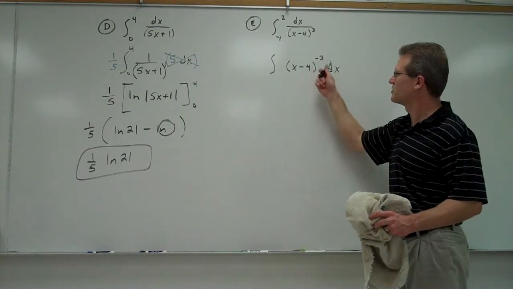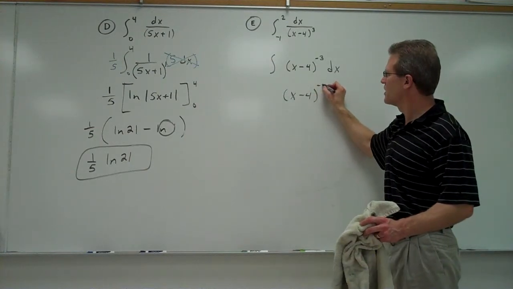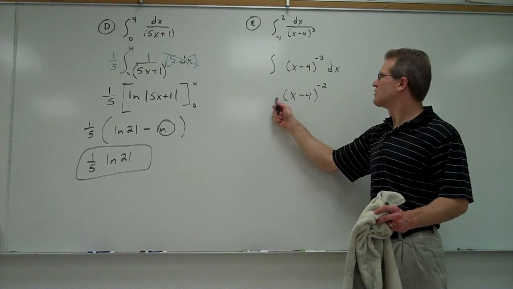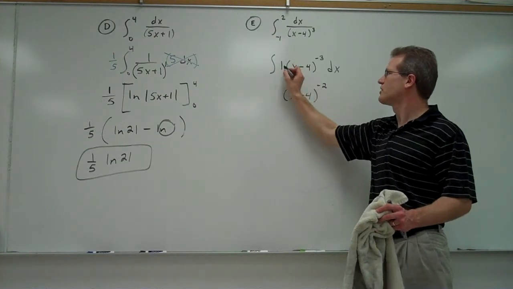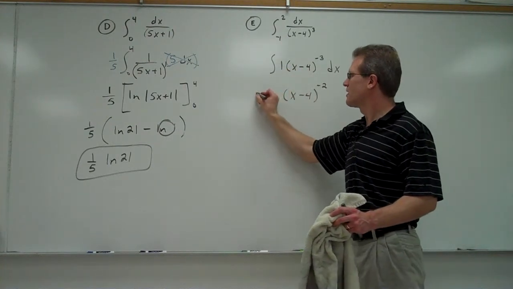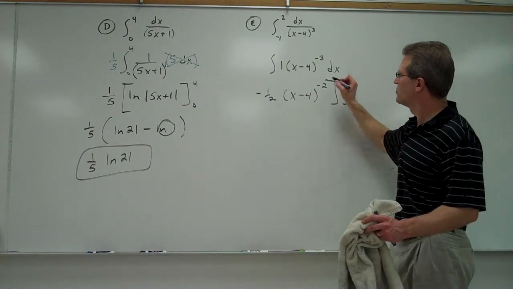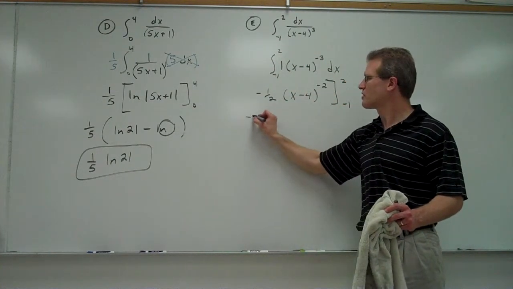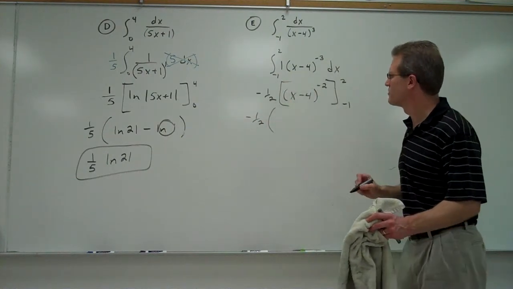We're going to make this exponent 1 bigger. So that's going to be x minus 4 to the negative 2. What would I put out front? Negative 3. Or negative half. Negative half, yep. This is a 1 here, so 1 divided by negative 2, negative 1/2. And we're evaluating from negative 1 to 2. So if we put in 2 first, you're going to have negative 1/2 times our final answer.